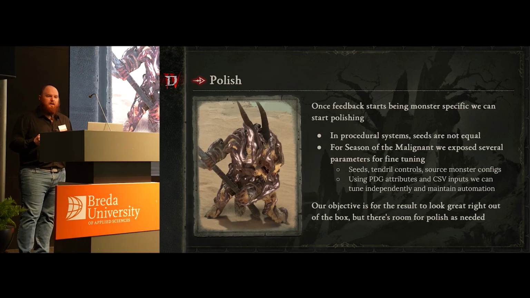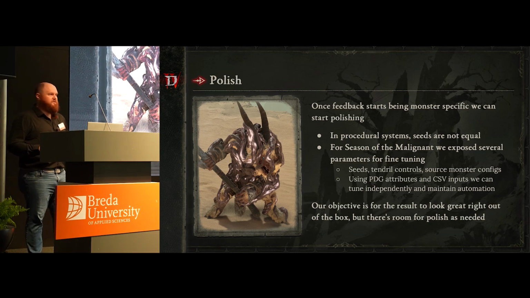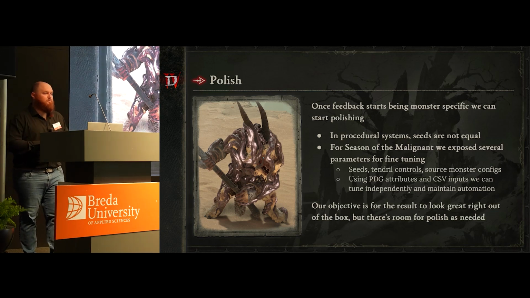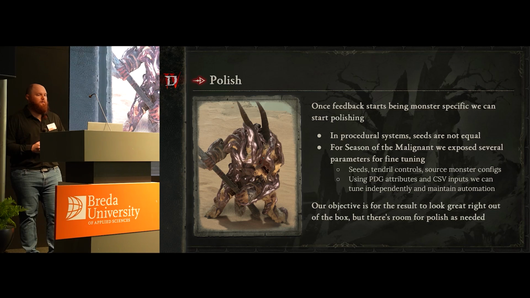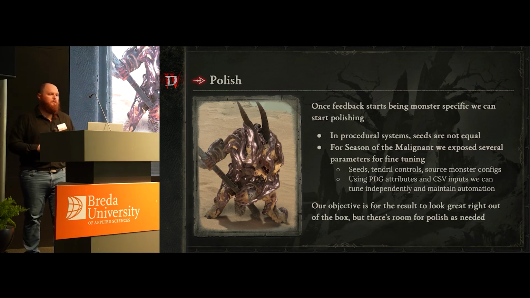Once feedback starts becoming monster-specific, we can start the polishing step. In procedural systems, seeds are not equal. So for Season of the Malignant, we expose several parameters for fine-tuning: seeds, tendril controls, and monster source configurations like posing and VDB settings. We use the PDG attributes and the CSV inputs to fine-tune each monster independently and maintain the automation. So our objective here is for the result to look great out of the box, but there is room for polish if needed.